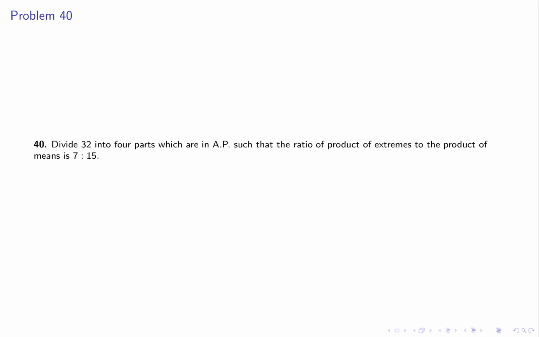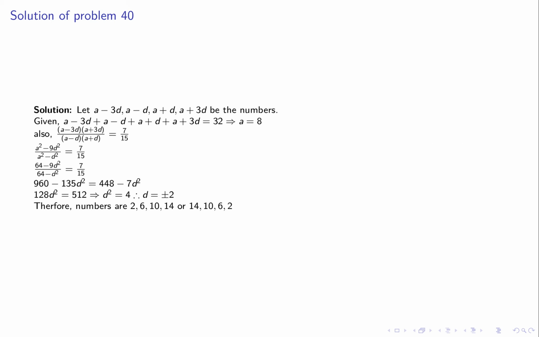This is similar to the problem we have solved earlier. We have to divide 32 into 4 parts and the ratio of the product of first and fourth to second and third is 7 is to 15. So in this case, a will turn out to be 8 and d will turn out to be plus minus 2 and the numbers will be 2, 6, 10, 14 or 14, 10, 6, 2. So these are the 10 easy problems which we have solved.